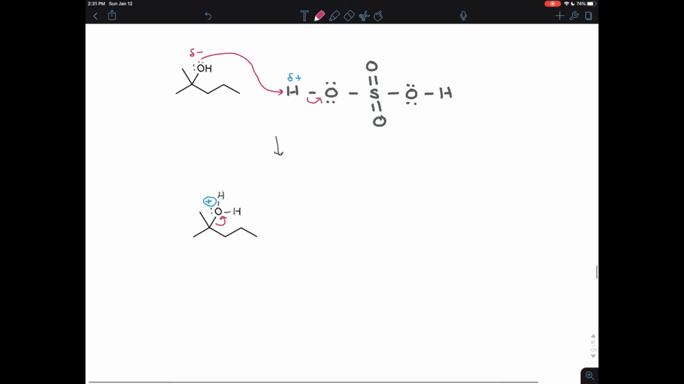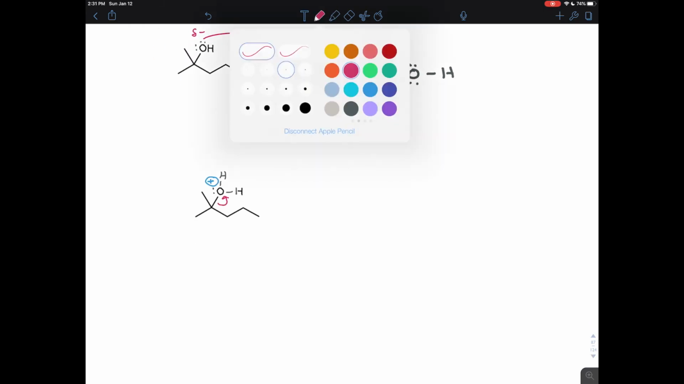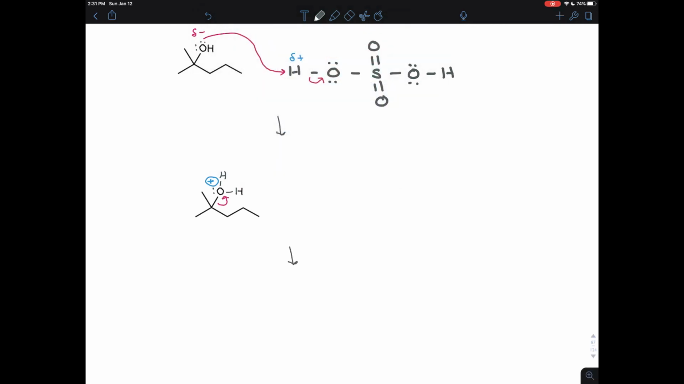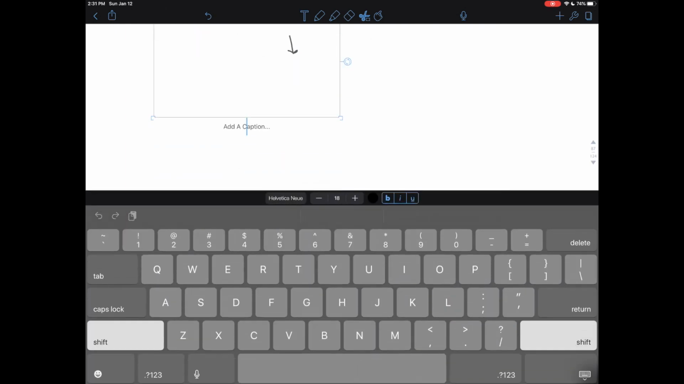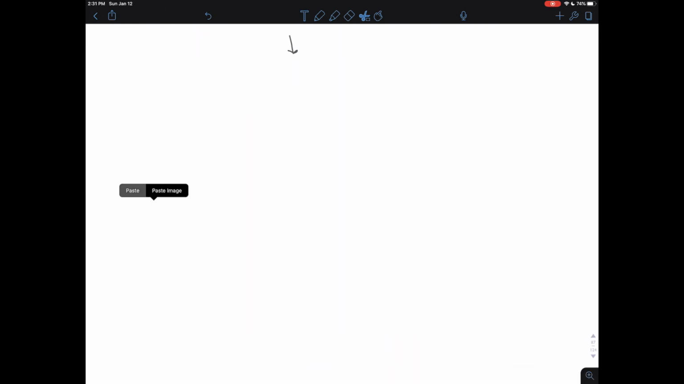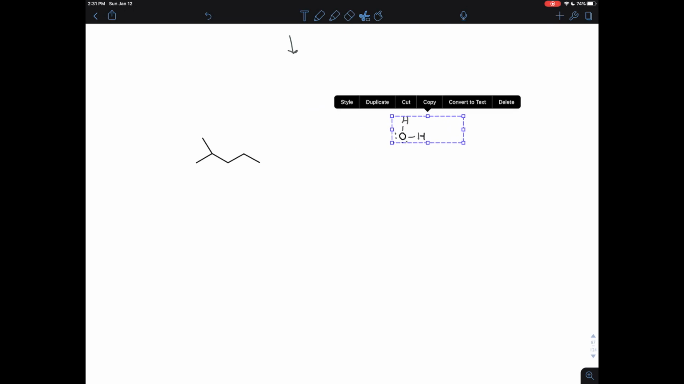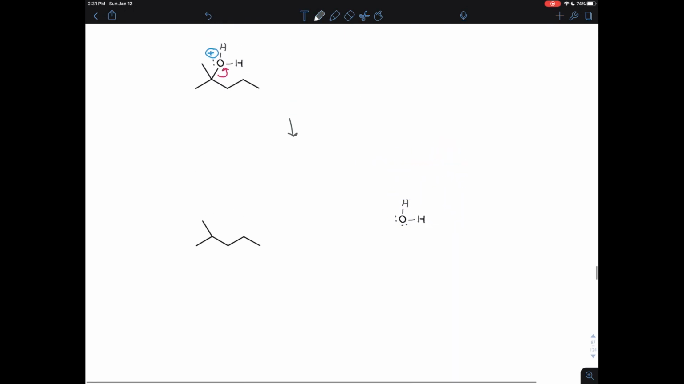Here's loss of a leaving group. The electrons in that bond become a new lone pair. That stabilizes what was the positive charge, and that goes off to live its best life, the water molecule there. Now, this carbon lost the electrons from this bond, so it has a full positive charge now. It's a carbocation.